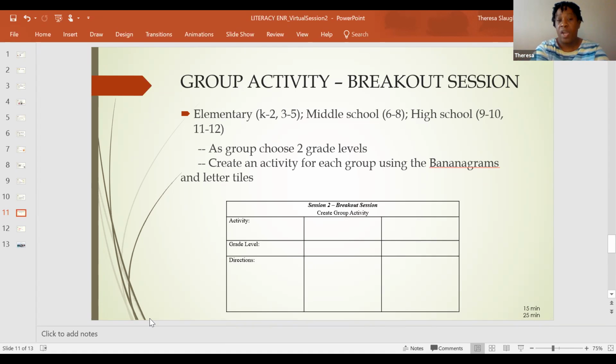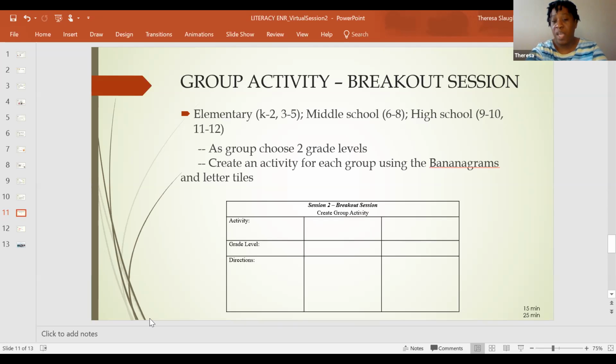So the grade levels are elementary. I have K through 2, 3 through 5. So you have lower and upper elementary. There's middle school, 6 through 8. And then high school, I also divided that 9, 10, 11, and 12. Okay. So when you get in your group, you're going to choose 2 grade levels to focus on. You are going to create an activity using the bananagrams and letter tiles for each of those groups.